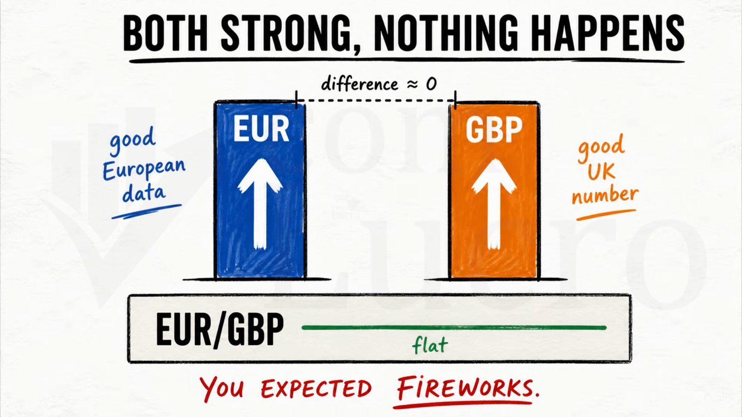Picture a morning where the euro is genuinely strong. Good European data, buyers everywhere. And on that same morning, the pound is also genuinely strong, because the UK printed a good number too. Both currencies are having a huge day. So you open Euro GBP expecting fireworks, and it's flat. A thin, sideways, nothing happening chart.